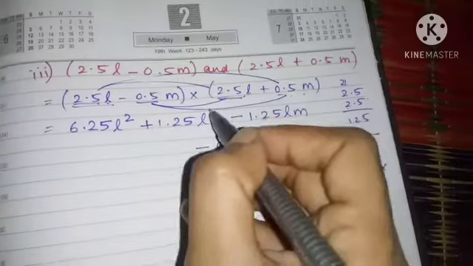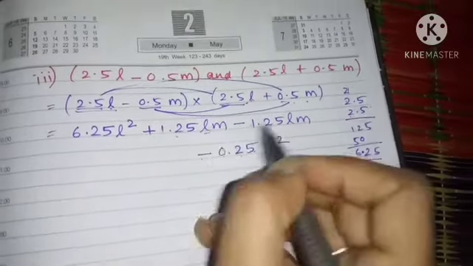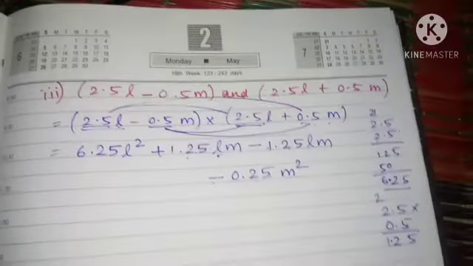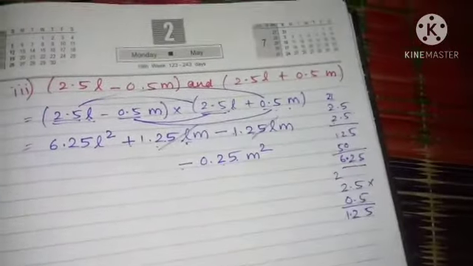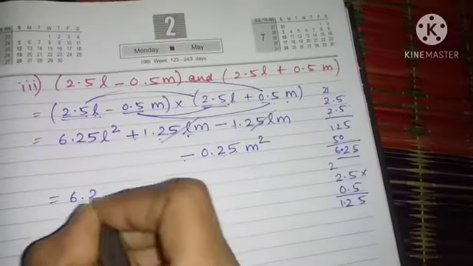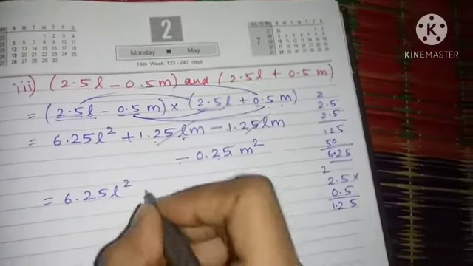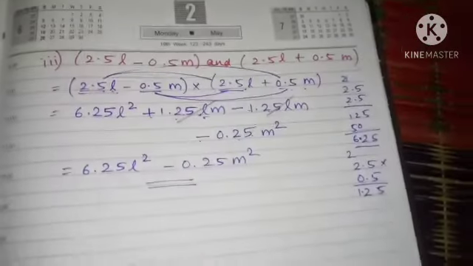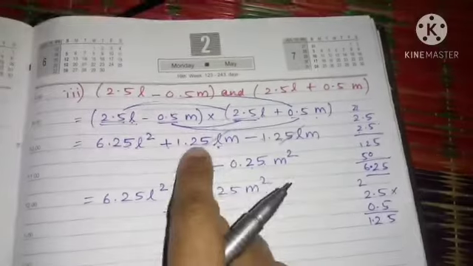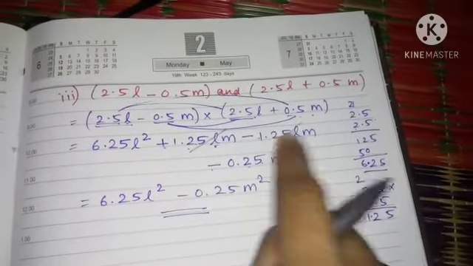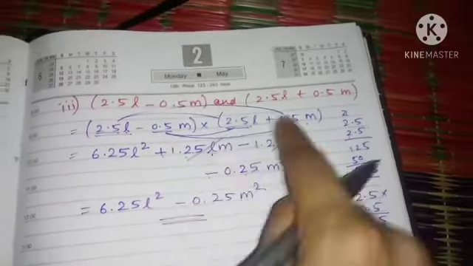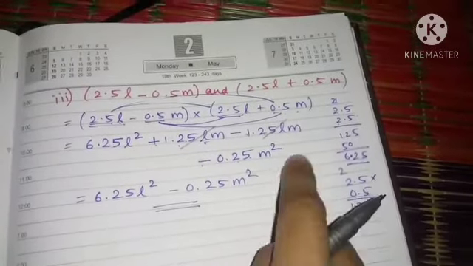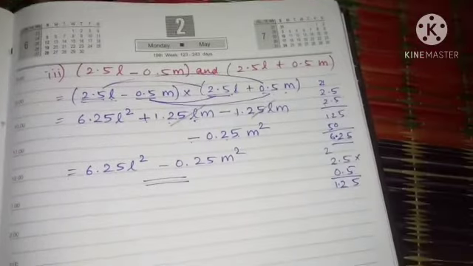Okay, so these two are like terms, correct? Plus 1.25 minus 1.25, 0. So you can neglect both the terms. So what is the final answer? 6.25 L square minus 0.25 M square. So this is your final answer. Understood? Because see, plus 1.25 minus 1.25, you will get 0. So I am neglecting both the terms. So I am writing only 6.25 L square minus 0.25 M square. This is your final answer.